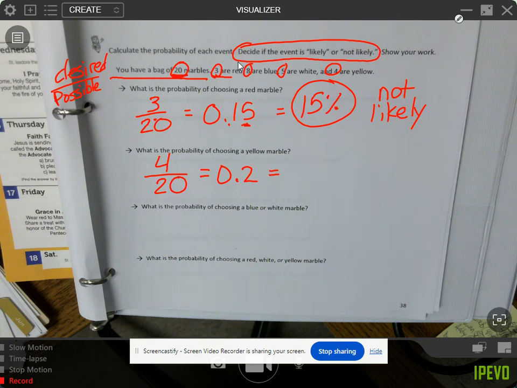What percentage is that? It is 20%. It is not 2% because we need to go to that 100th place. So that is a 20%. Is that likely or not likely? Not likely.